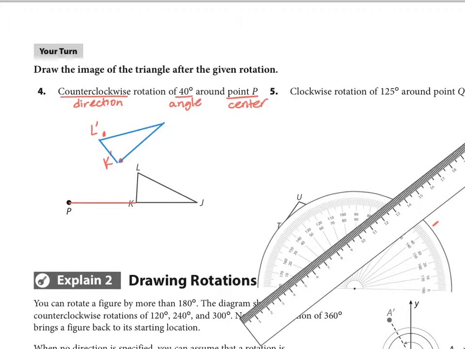Okay, I'm not going to do number 5. Definitely practice that. You have a problem in your homework assignment where you're doing this. All right, this one here is a little bit harder to show on video, so come in and see me if you have a question on that.